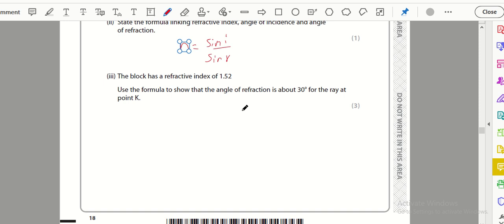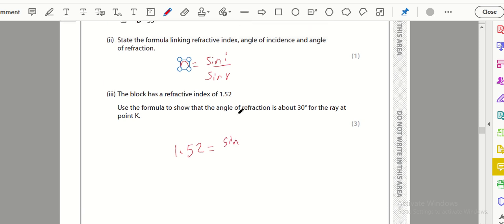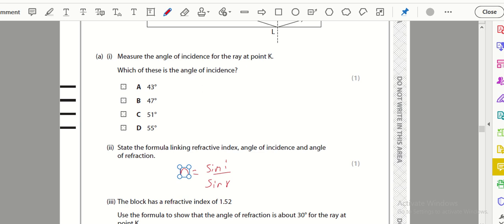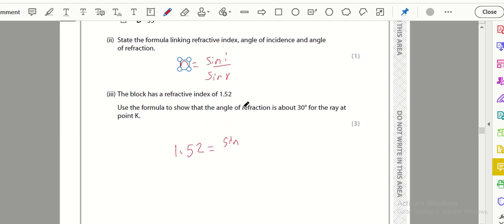You will use the previous formula that we have just written to substitute. Sin i here will be the angle of incidence, which is, by the way, 51. Sin r, so r will be sin⁻¹, which is 30 degrees.